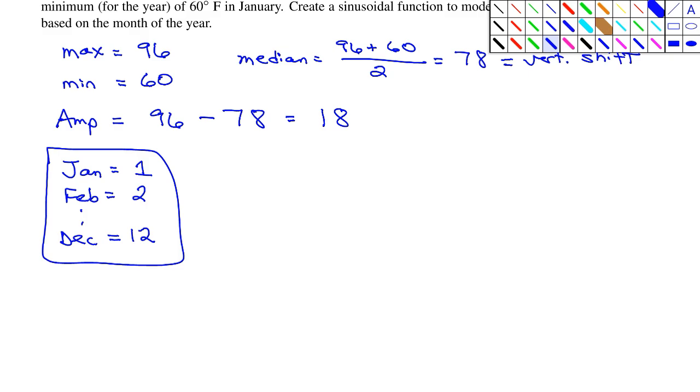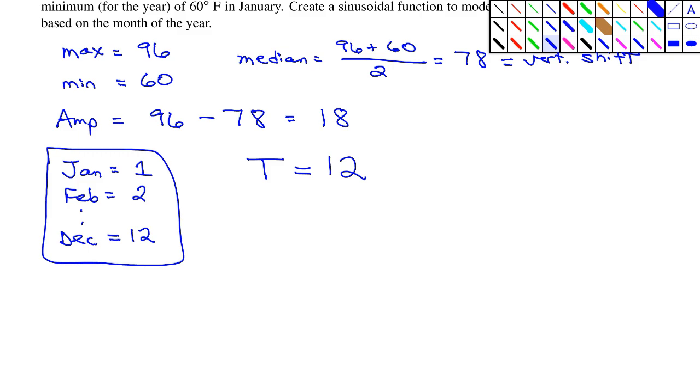We have the period, and the question is, how often will this cycle repeat on itself? And it repeats every year. We're basing everything on 12 months. So we're going to say that the period is 12.